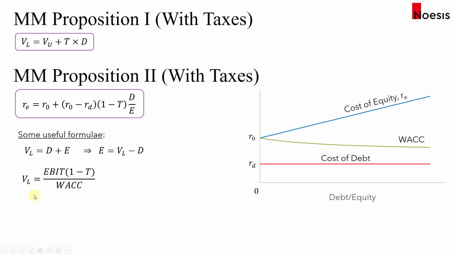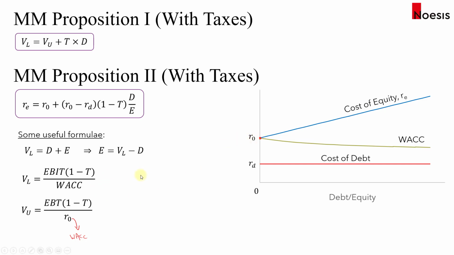Now, if you want to calculate the value of the unlevered company, you just take the earnings before tax, okay, times 1 minus the tax rate over the cost of equity if the company uses 100% equity. Now, consequently, at this point, the R0 is also equal to WACC, okay, but only at this point.